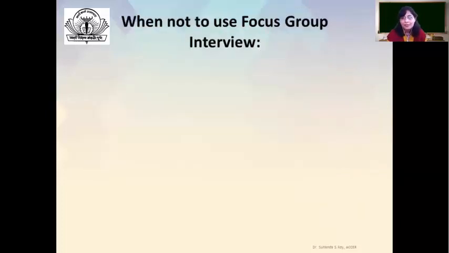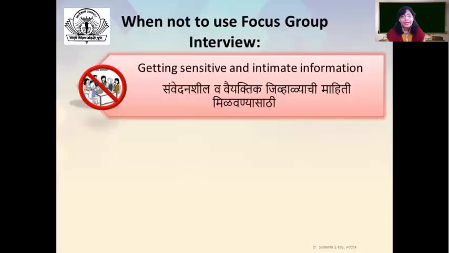However, there are certain conditions under which you should not use focus group interview. That is when not to use focus group interview. In case you want to get information that is very sensitive, intimate information, something which people will not want to openly share in the presence of others. Please remember that the members of the focus group interview can also be strangers to one another. They may not know each other.